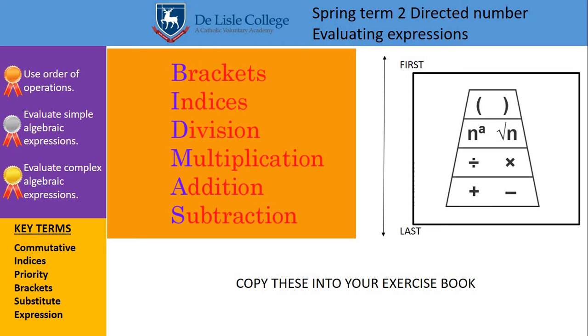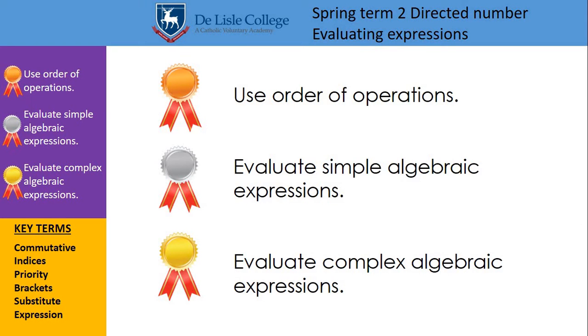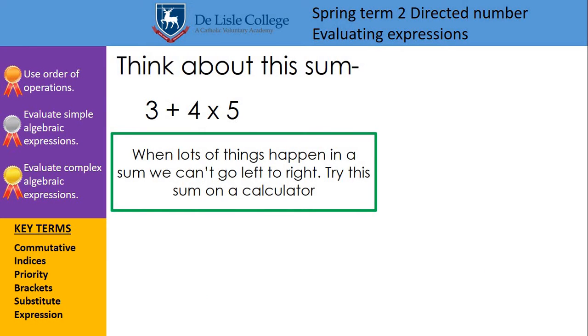Now you've got those down, we need to see why we have these order of operations and how that affects our working. So today's job is we're going to look at the order of operations, so using BIDMAS, evaluate simple algebraic expressions, and then we'll look at moving on to more complex algebraic expressions after that. So if we have a look at this sum here, 3 plus 4 times 5. Now, the order of operations tells us what we need to do first, rather than simply going from left to right. Most commonly, people would do 3 plus 4, 7 times 5, and get to 35. That is wrong.